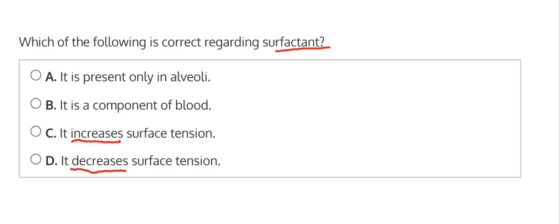Now, in this case, you can't be increasing and decreasing something. It would have to be one of those choices because it would cancel each other out. So just as a test-taking strategy for this question, we could eliminate options A and B, most likely, and decide, okay, do we think that surfactant will increase surface tension or decrease surface tension? And in fact, surface tension is decreased due to surfactant.